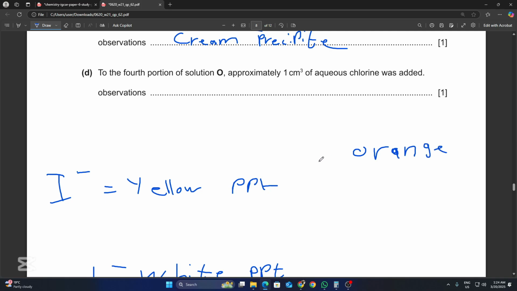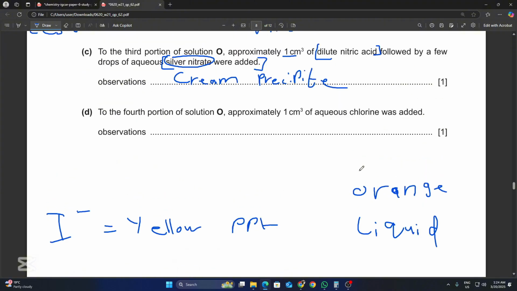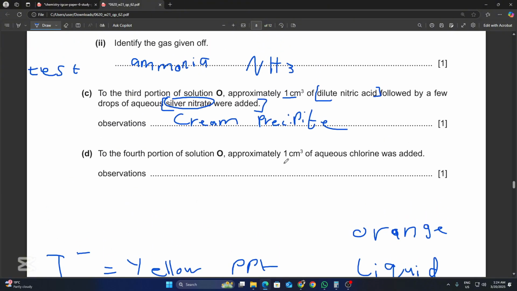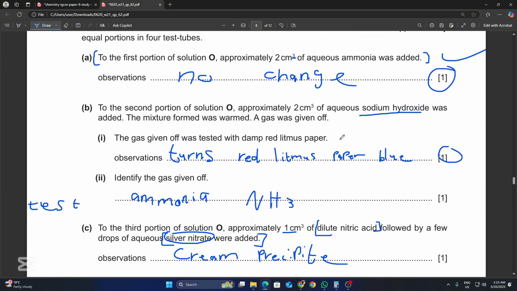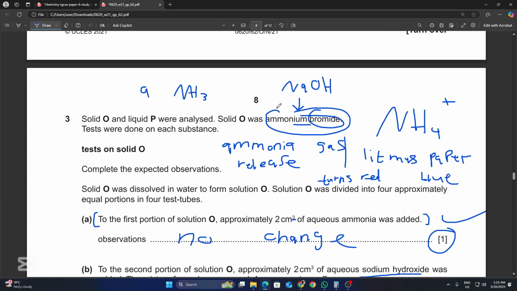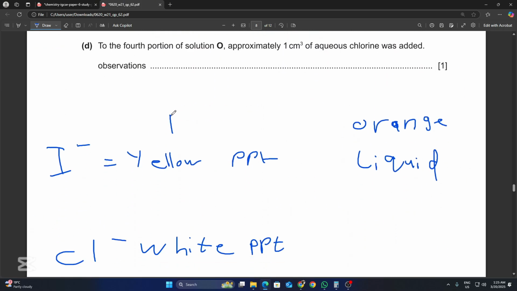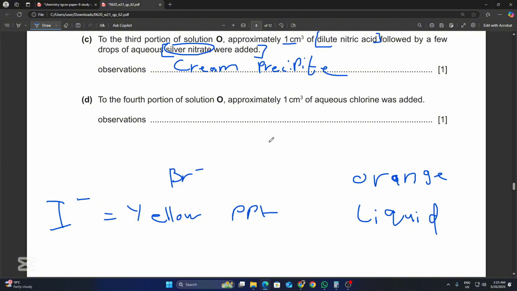Orange. It is a liquid and it is an orange color. So this will help us answer the 4th question. Now when we add to the 4th portion of solution O, approximately 1 centimeter cube of aqueous chlorine was added. Since chlorine will displace bromine, it will take its place, so bromine will be left on its own. The color for bromine is orange.